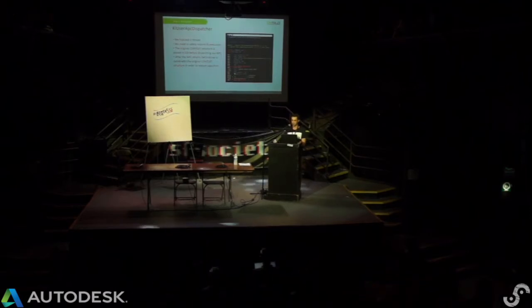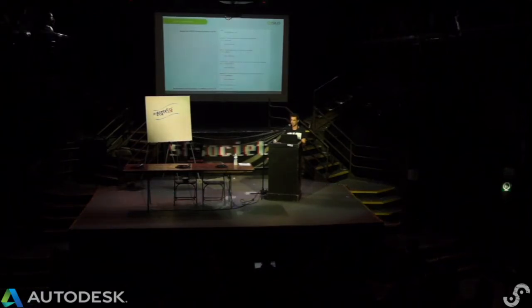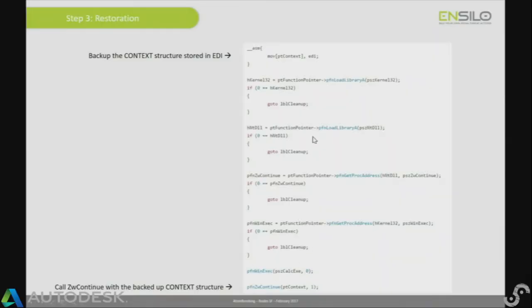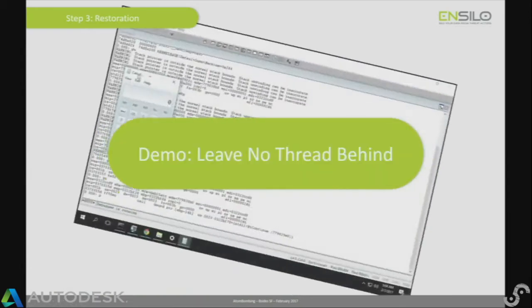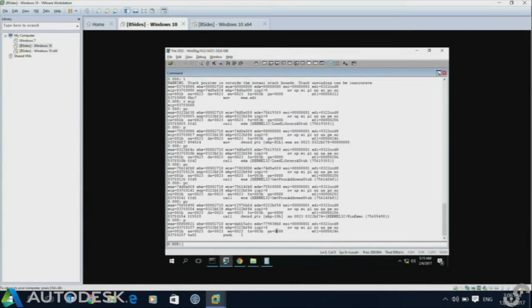And so what we would like to do is just back up EDI at the beginning of our shellcode, store it in a temporary variable, and then do our malicious code or whatever we want to do, and then finally call ZwContinue ourselves and pass a pointer to the context structure that we backed up from EDI. And then this actually is all that we need to do. And we can go back to our demo and we can see this happen live.